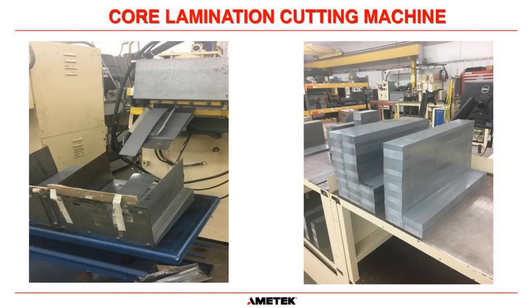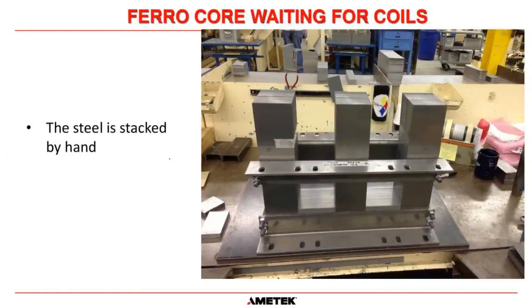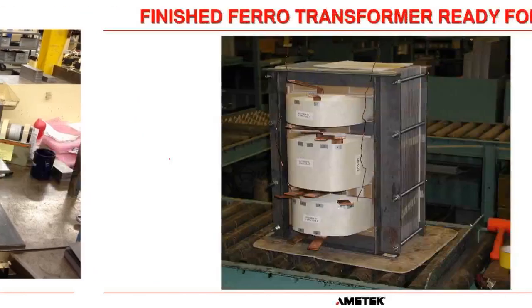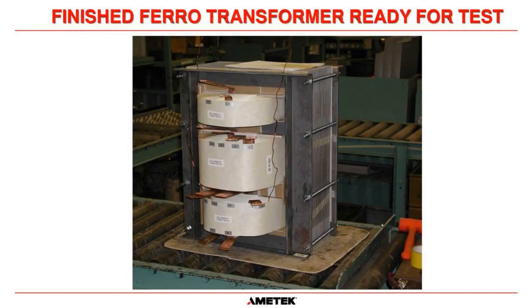So here again is the cut steel on the end, or on the picture in the right, all stacked up. Here's the core with the steel assembled. The core now, of course, there's no coils on this yet. We do this by hand. The assemblers stack this up, get it ready, and then they'll set the coils down on it. And here is a finished ferroresonant transformer.